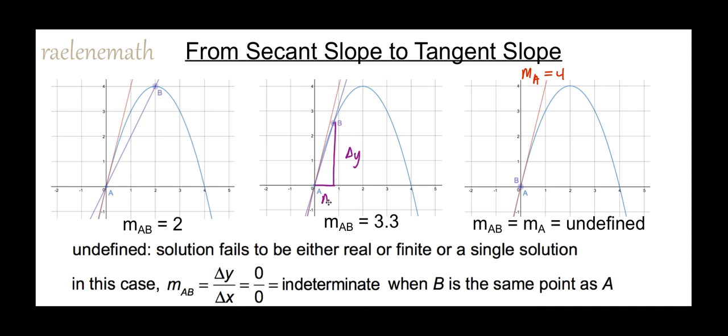But as point B approaches point A, we actually see that the triangle shrinks and collapses to a single point. So the delta y approaches 0 and the delta x approaches 0. And we're getting that the secant slope is 0 over 0, which is indeterminate. This value will be determined to be 4 because we can see from the graph that the tangent slope actually exists. How we do that involves limits.